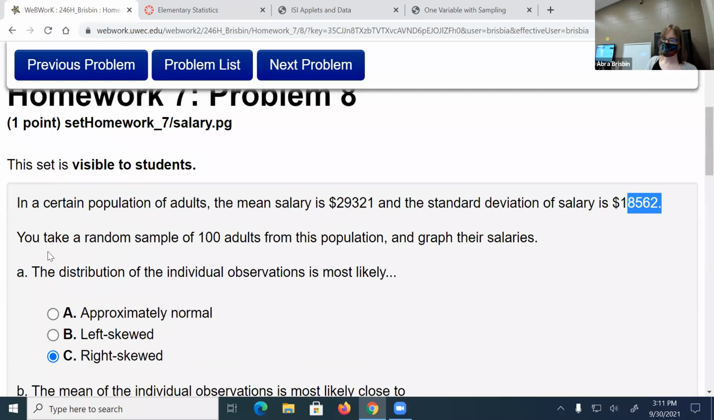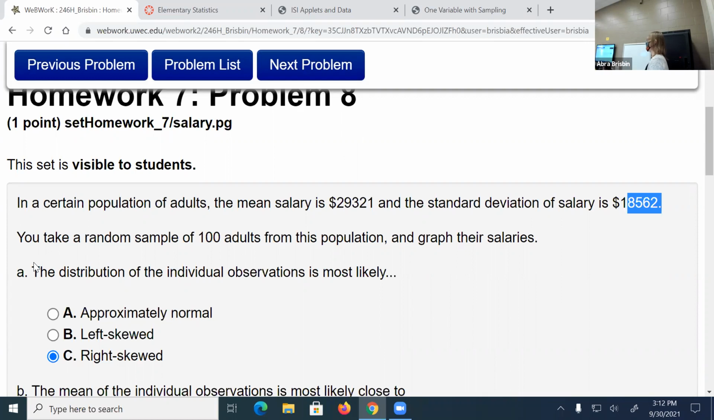But this one up here is tricky. So this is talking about the distribution of the individual observations, so individual people's salaries. And for that, we don't have the central limit theorem because we're not talking about the mean, we're just talking about individual people, one person at a time. So that could be approximately normal or right skewed or left skewed.